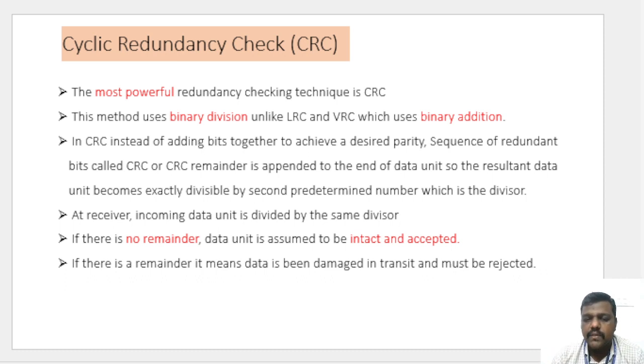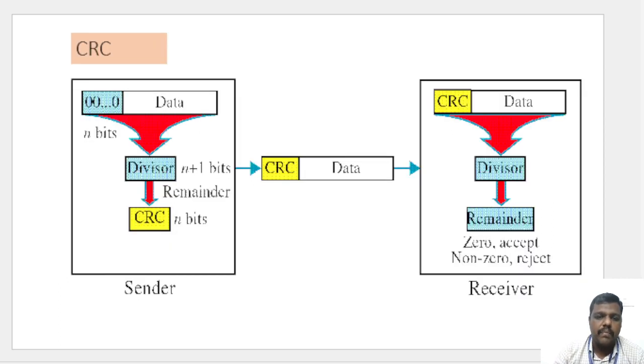At the receiver end, the receiver will again perform the binary division. After doing this binary division, if the remainder is 0, the data is accepted at the receiver end. If it is other than 0, like 1 or 100 or 1000, then the receiver won't accept the data, and the receiver is sure that there is some problem in the data. So this is the overall method of how the CRC, cyclic redundancy check, works.